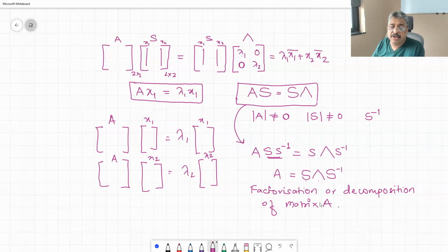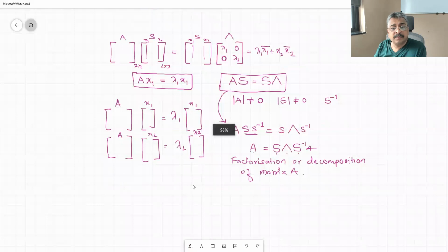This is going to be your decomposition, and this is the characteristic or character of your matrix. That is why eigenvalues and eigenvectors are also called characteristic values, characteristic roots or characteristic vectors. So this is the backbone of your A: the eigenvector matrix multiplied by the diagonalized eigenvalue matrix multiplied by S inverse. This is going to be very useful to you as far as dealing with the algebra of matrices is concerned.